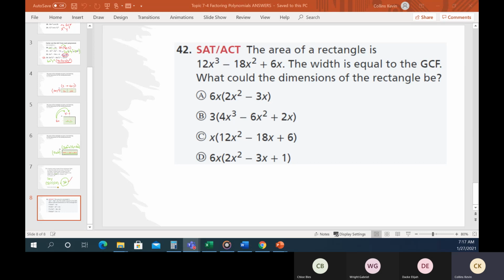So you look at your answers and decide which one of those things out front you can definitely divide all three terms by, and that'll give you your answer. So which one do you think it is? All right, Chloe votes for B. Any other thoughts on this one?